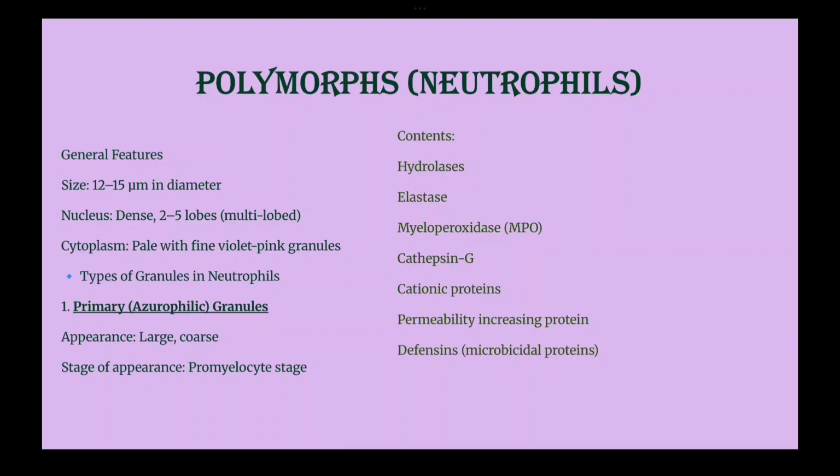The primary granules are called azurophilic. Their appearance is large and coarse, that is rough in appearance. They are seen in the promyelocyte stage, and these granules contain hydrolases, elastase, myeloperoxidase, cathepsin G and cationic protein. They also have bactericidal permeability increasing protein and defensins, which are microbicidal proteins. You just need to know about the general features and the types of the granules, that's it. Extra contents are not required for the time being.